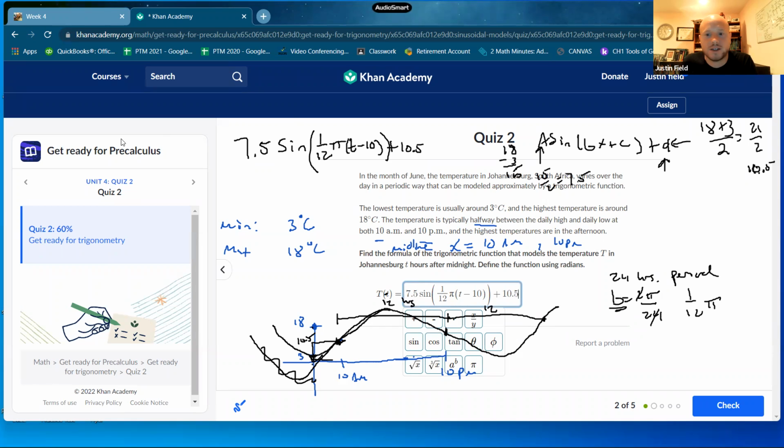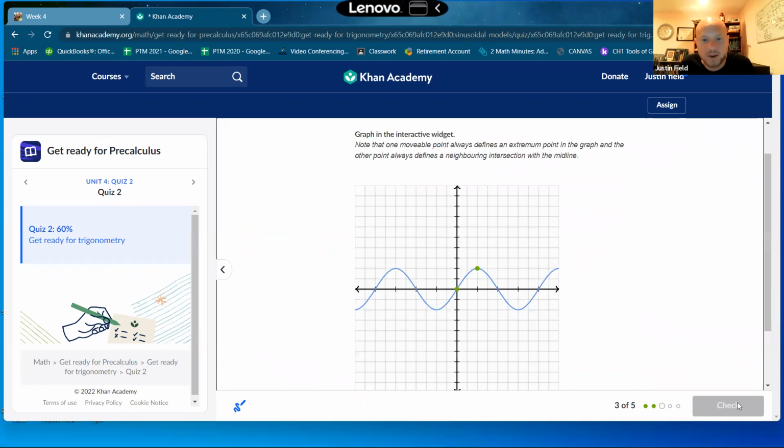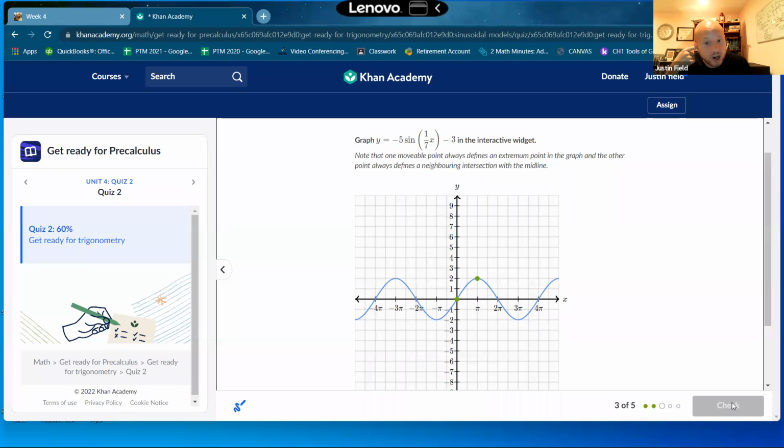Okay, we got it. We did it. I did it again. Oops, I did it again. All right. Now we're going to graph this with the interactive widget.